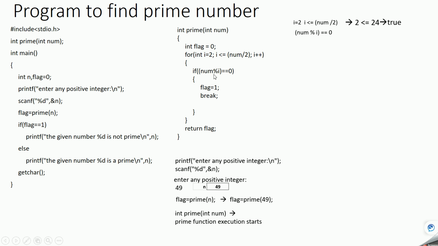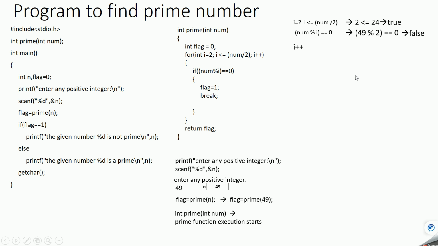So this will try to find the remainder. Basically this modulo symbol is used to calculate the remainder. So in this case num value is 49 and it will be modulus 2 because i value is 2, so it will check whether this remainder is equal to 0. In this case the remainder will be 1, so this condition will become false. Now since this condition is false, it will not go inside this, instead it will come out and then come again to this line.